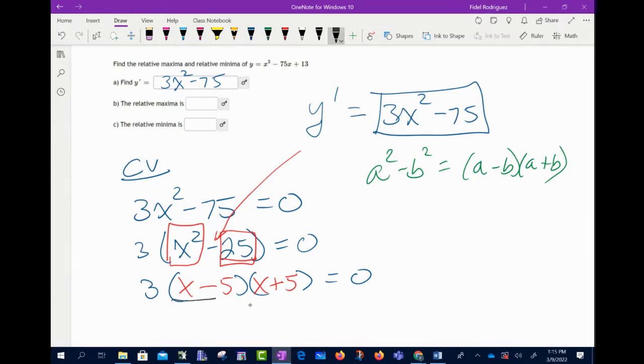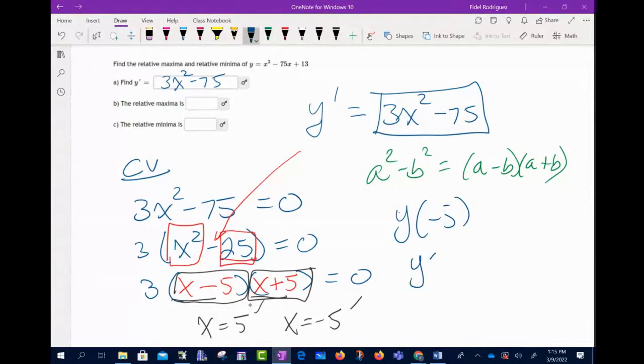Remember what we're going to do. We're going to set each of these parts equal to 0. So when I set the first part equal to 0, everybody agree we're going to get x equals 5? And when we set this one equal to 0, y'all agree we're going to get x equals negative 5? Okay, so remember, we're looking for the relative maximums and the relative minimums. So the way we're going to do this, once we found our two critical values, we're going to find, well, they're calling it y, so I'll use y notation, y of -5 and y of +5, okay? And we're going to take a look at those two values.